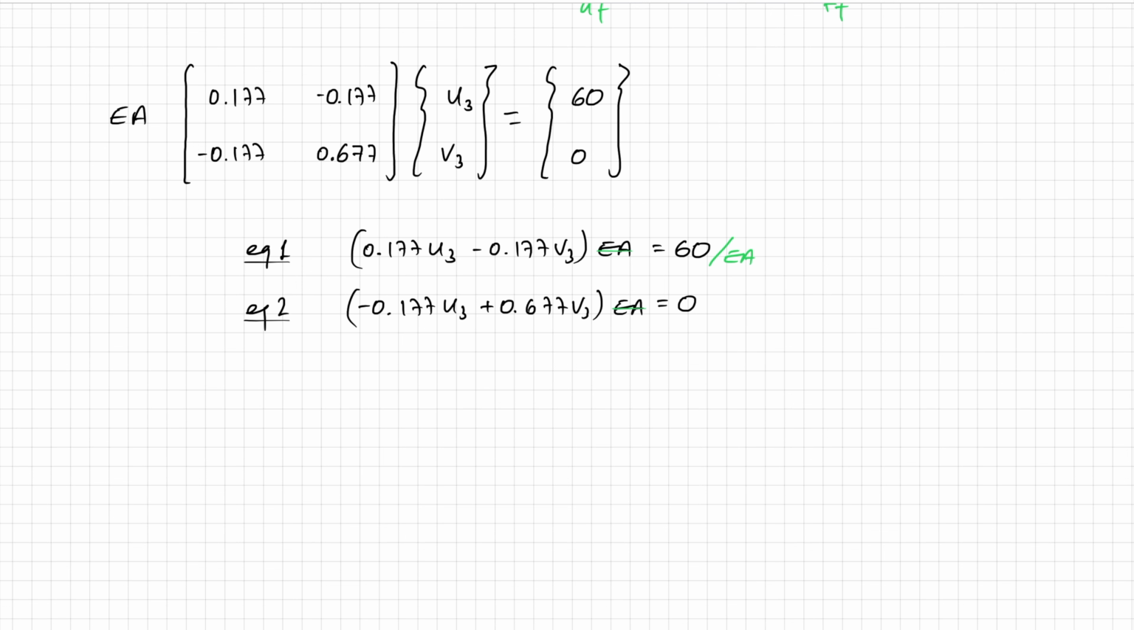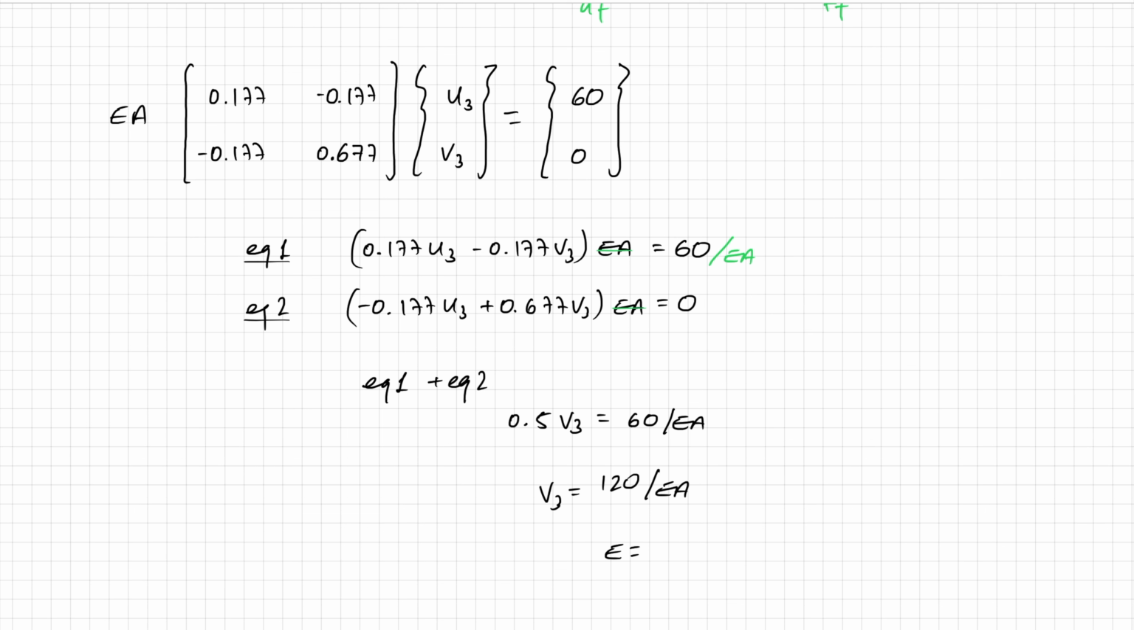I'm going to add equation 1 plus equation 2, because I can see that I've got 0.177U3 and minus 0.177U3, so they will cancel each other out. And if I do that, I get 0.5V3 equals 60 divided by EA. So V3 is 60 divided by 0.5, 120 over EA.